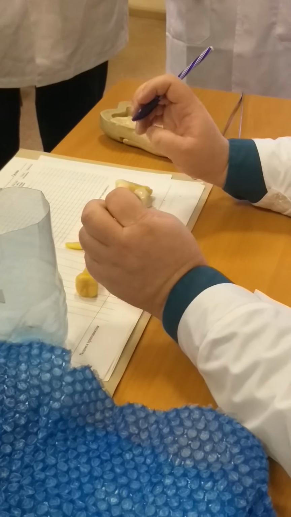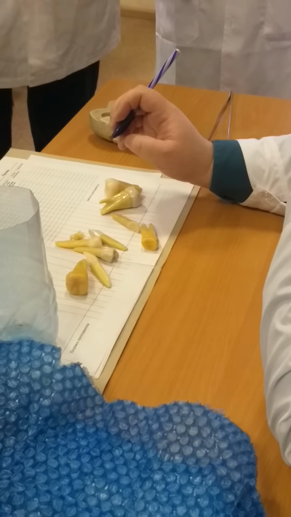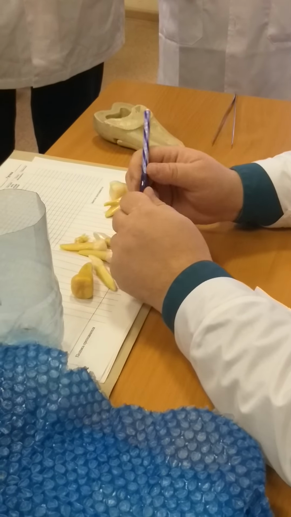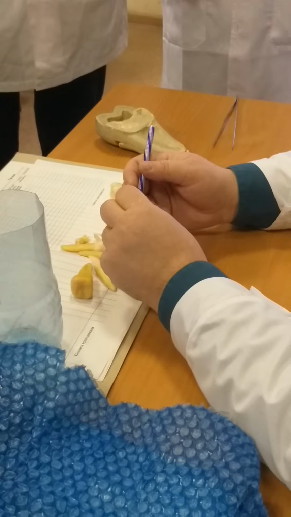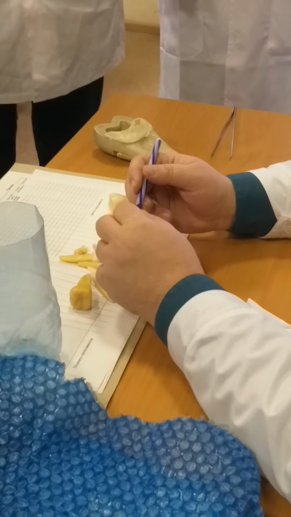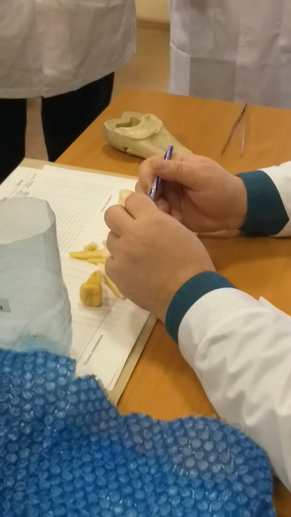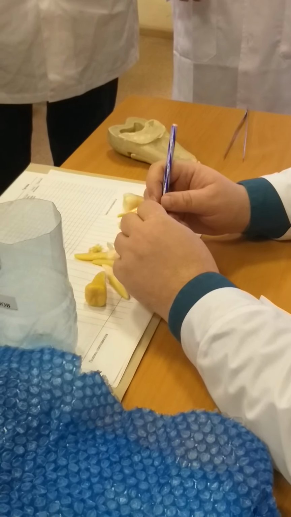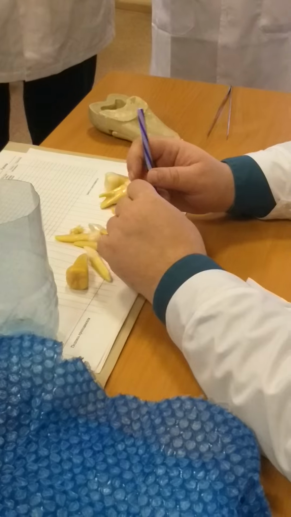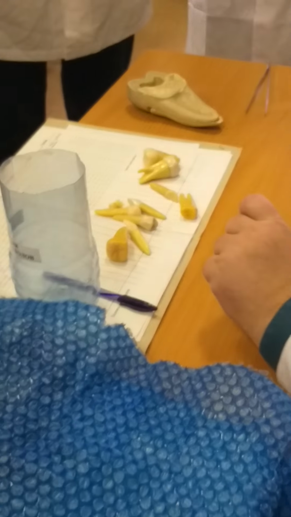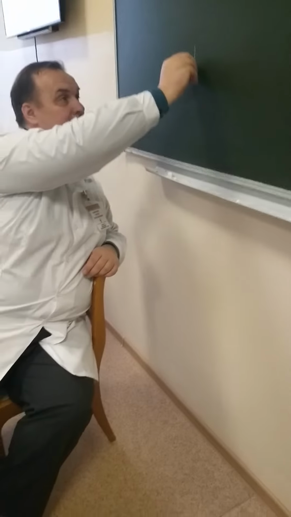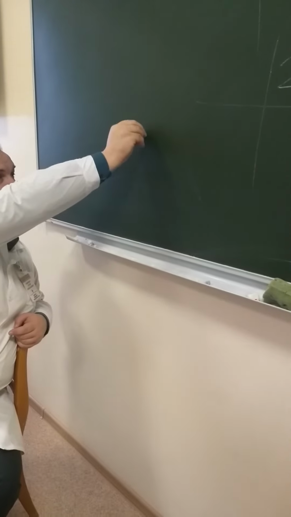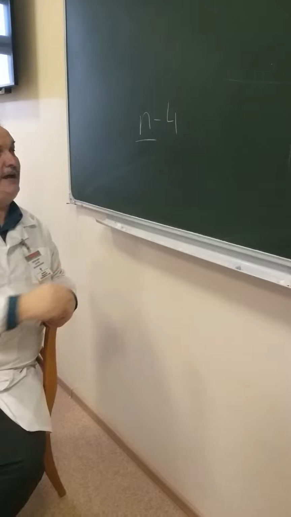What else? You need to know the time of eruption of teeth. For example, at which age does the first milk tooth appear? 6 months. We can also remember the formula for milk teeth: n minus 4, and that is the number of months.